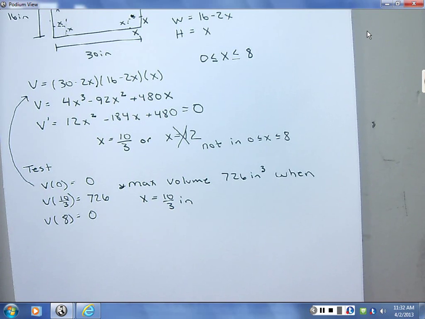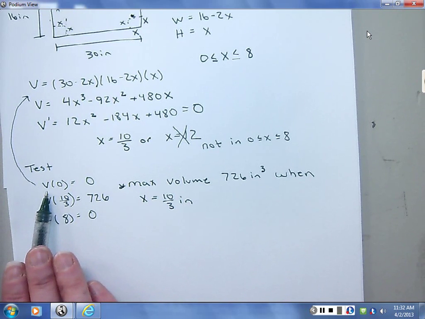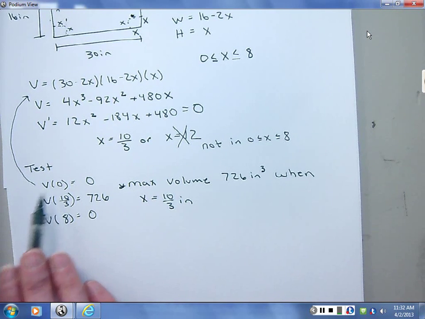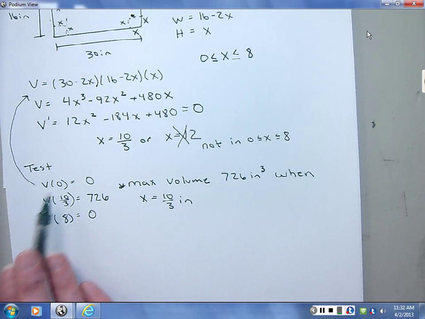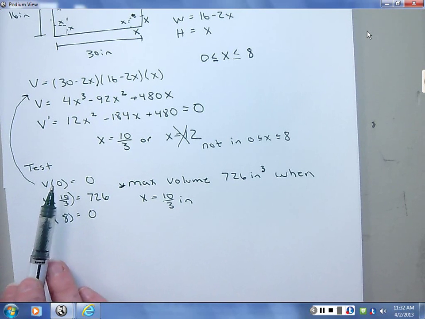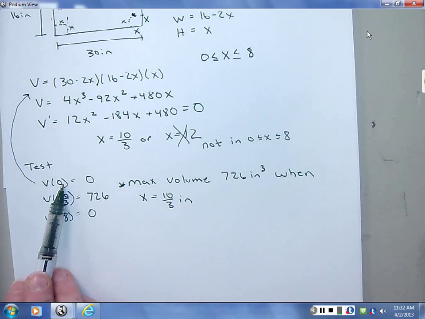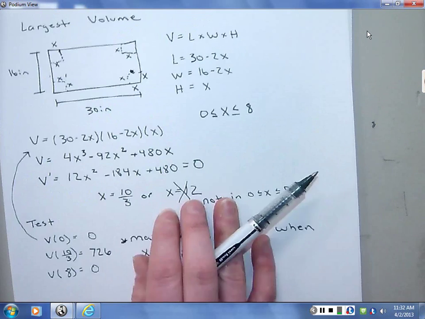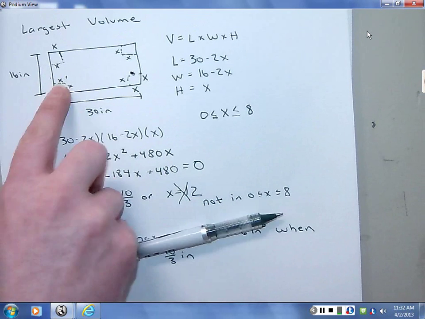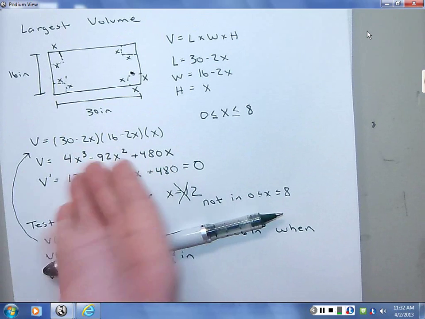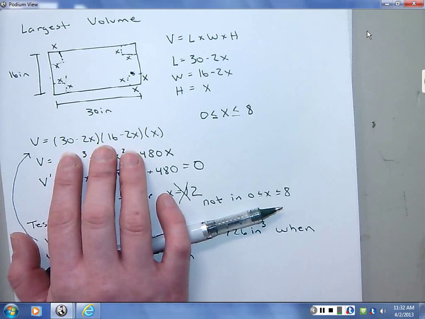Question? So do you always plug it into the original equation? You don't plug it into the derivative. No, you plug it into the original function. This is the volume. So what is the volume at 0, when x is 0? Volume is a function of x. If I know x, I automatically can find the volume by plugging it into this function. Right?